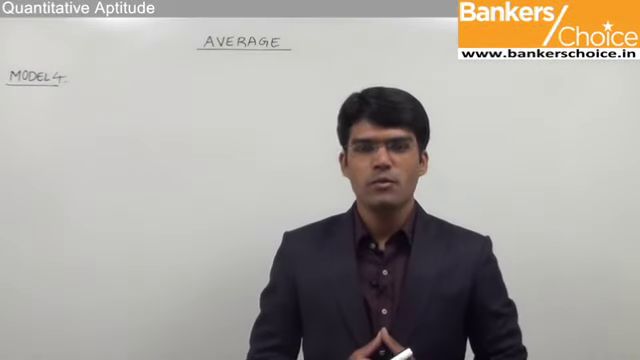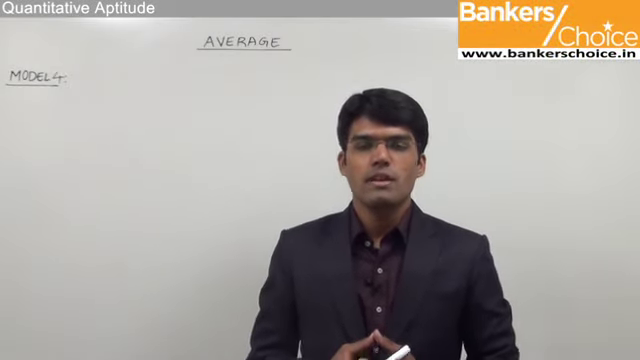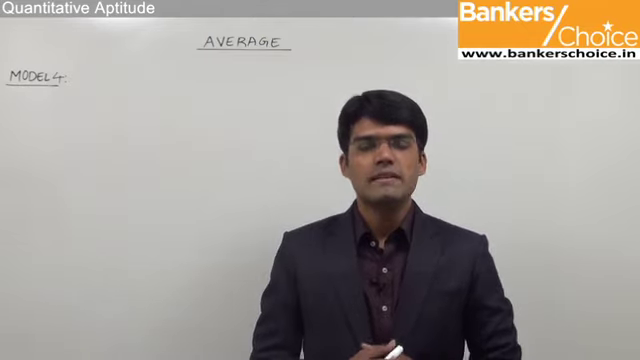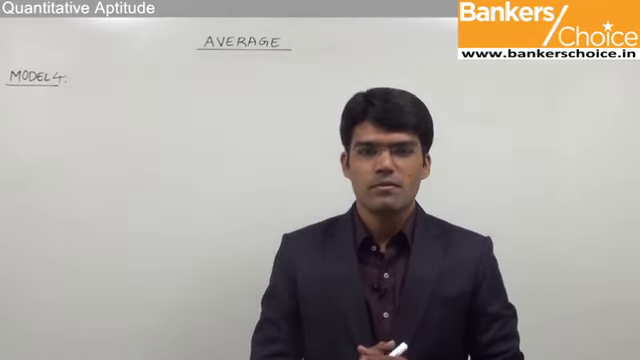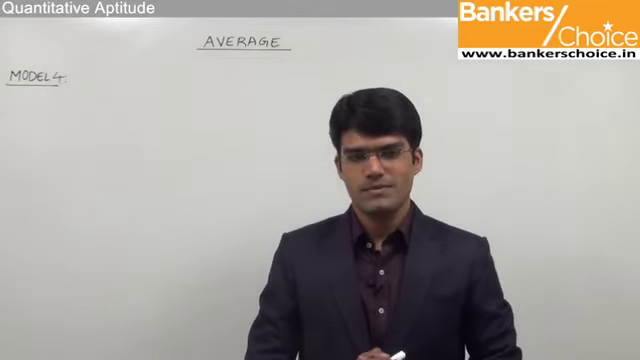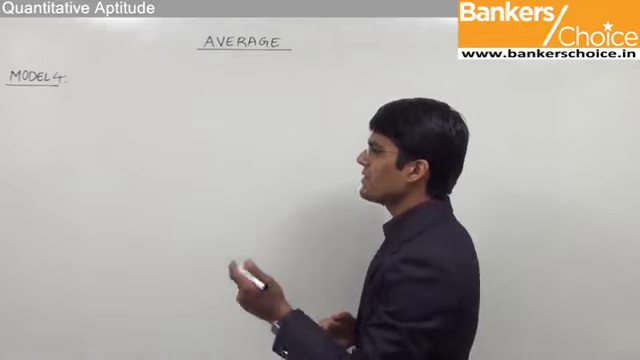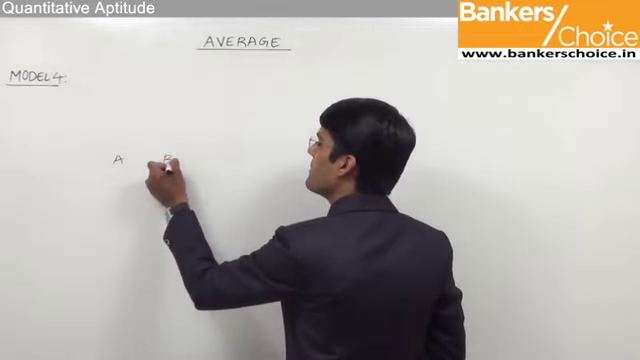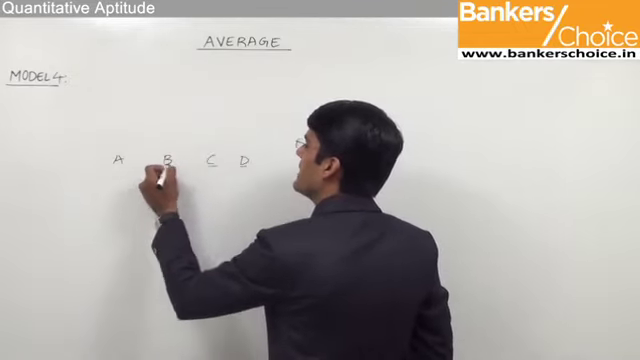Let us now understand the fourth model from averages, where a new person joins or leaves the group. But to solve these types of questions, we first need to understand some important points related to average. Let us assume there are four persons A, B, C and D, and their weights are given as 32 kgs, 46 kgs.